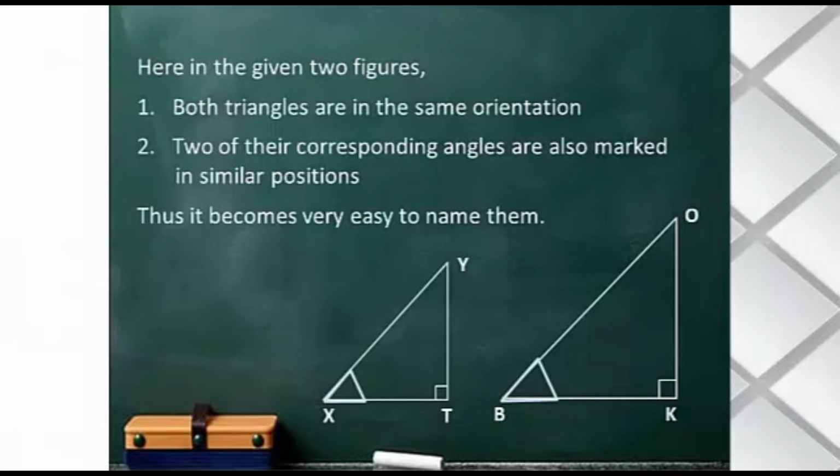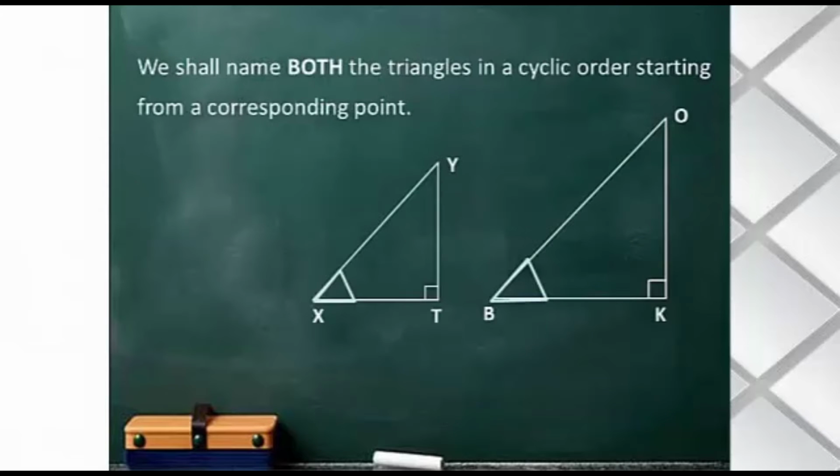Here in the given two figures, both the triangles are in the same orientation. Two of their corresponding angles are also marked in similar positions. It becomes very easy to name them. We shall name both the triangles in a cyclic order starting from a corresponding point. So in the first triangle, I start from point Y, and thus the name of the triangle becomes triangle YTX. Following the same process, in the second triangle, it becomes triangle OKB. So we can say triangle YTX is similar to triangle OKB.